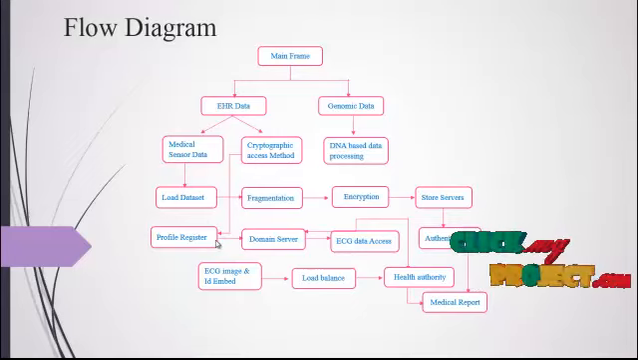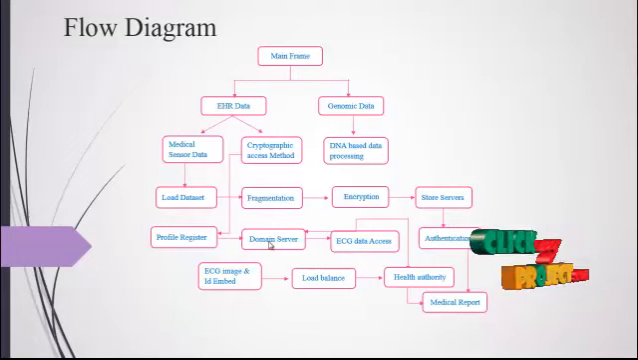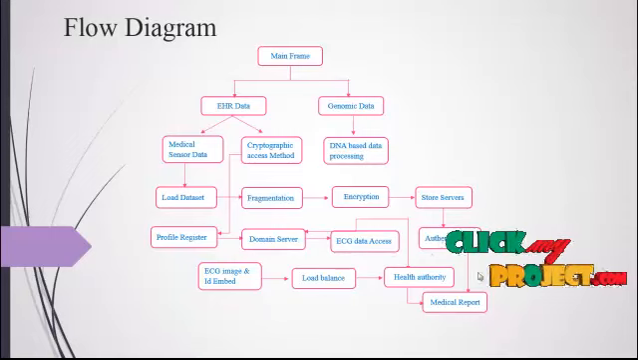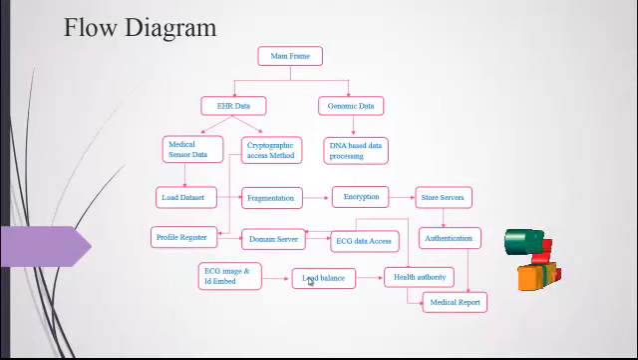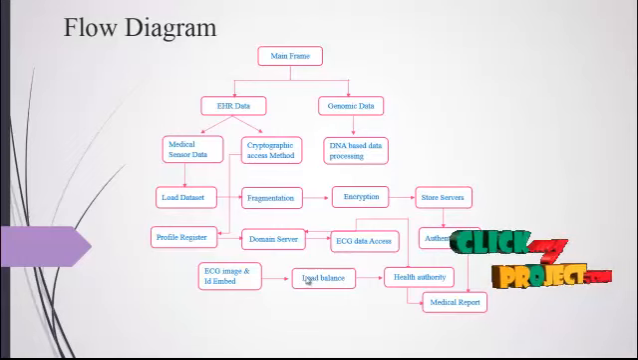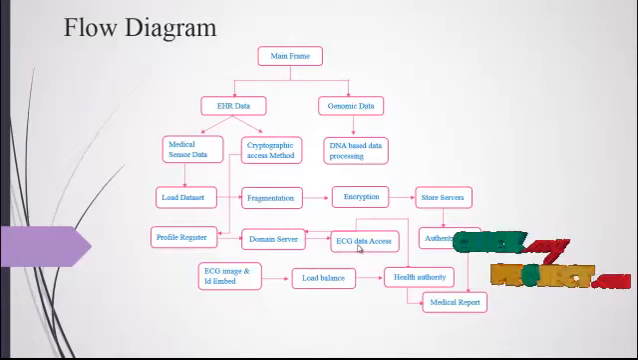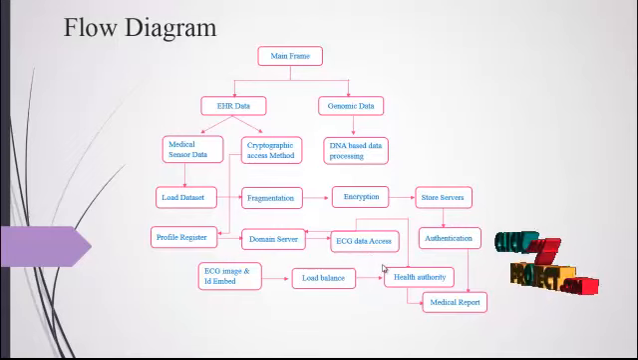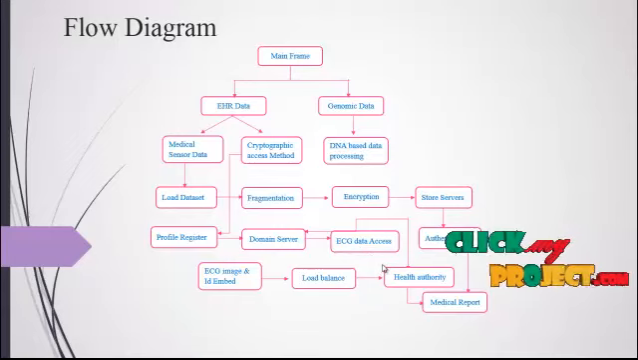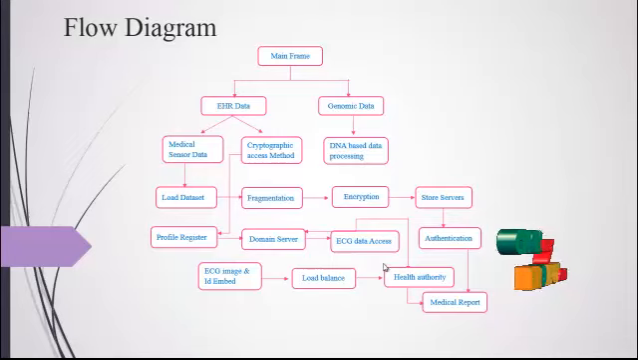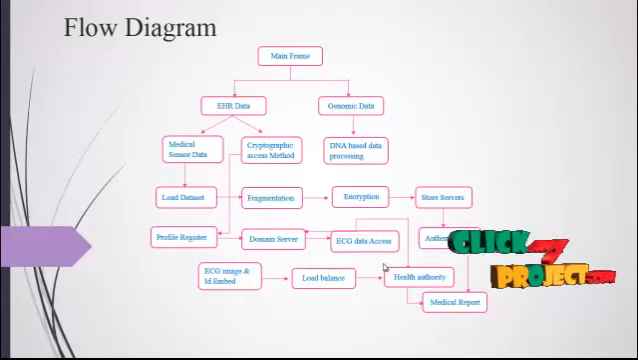Cryptographic mechanism means the users generate profiles. After that the data is checked through the domain server, ECG data access, health authority, load balancing, and embedding, and finally they get the medical report. Here we use the steganography method. Steganography is nothing but hiding the data. Using steganography, you encrypt and decrypt the images for the ECG report. Finally, using these methods, doctors find whether the patient's condition is critical or normal.